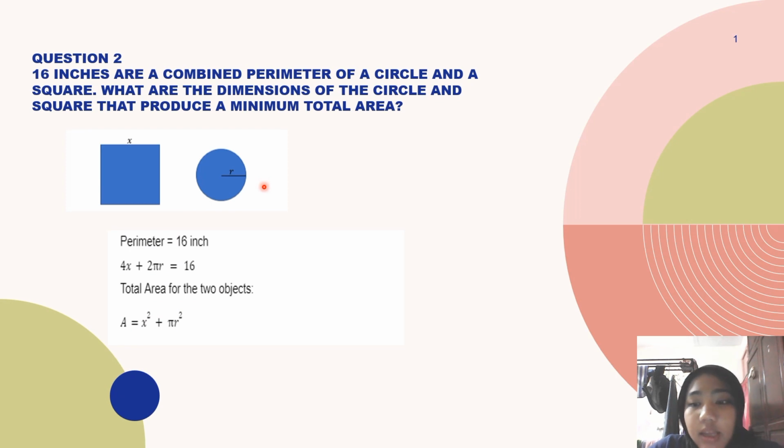Okay, now I will explain question number 2, which is: 16 inches is the combined perimeter of a circle and a square. What are the dimensions of the circle and the square that produce the minimum total area?